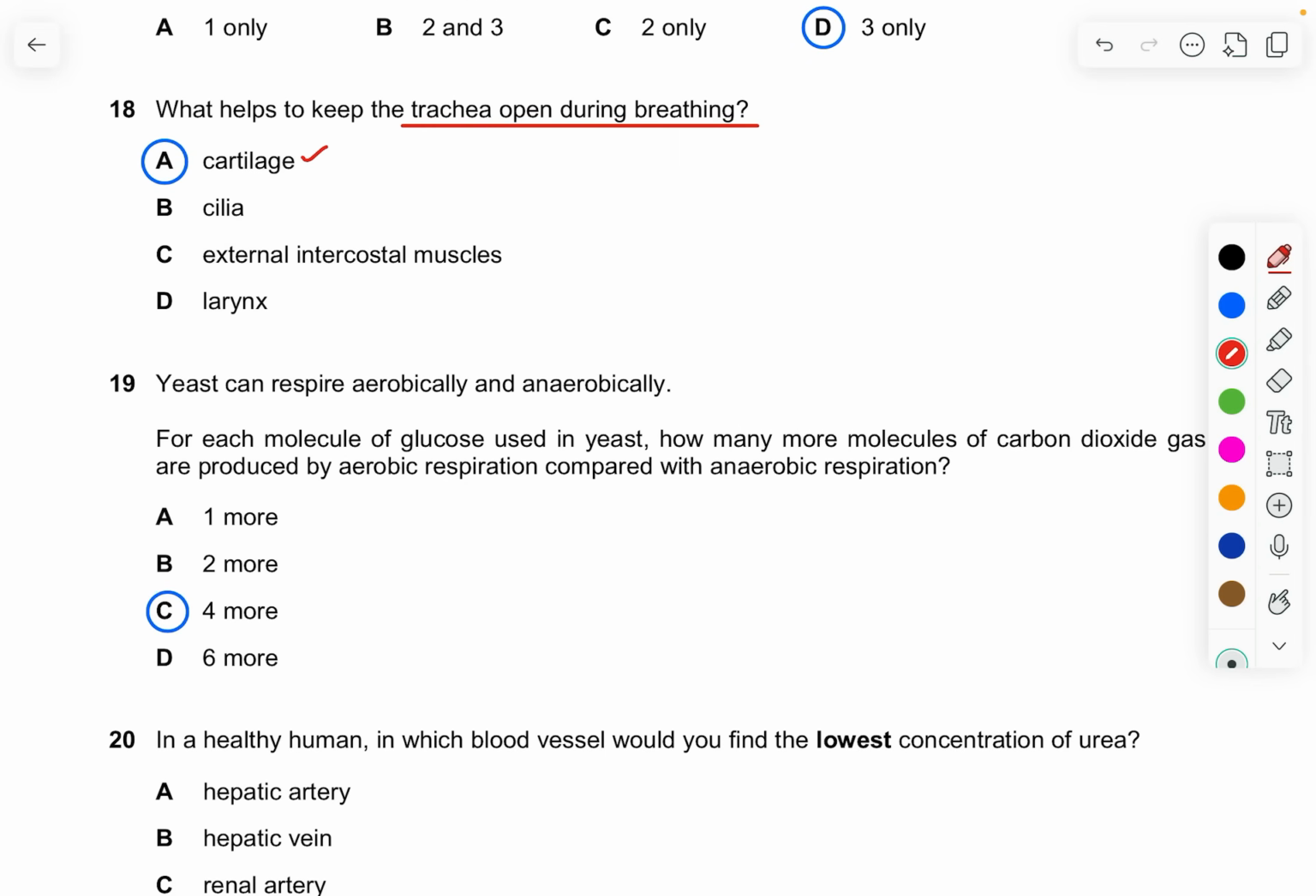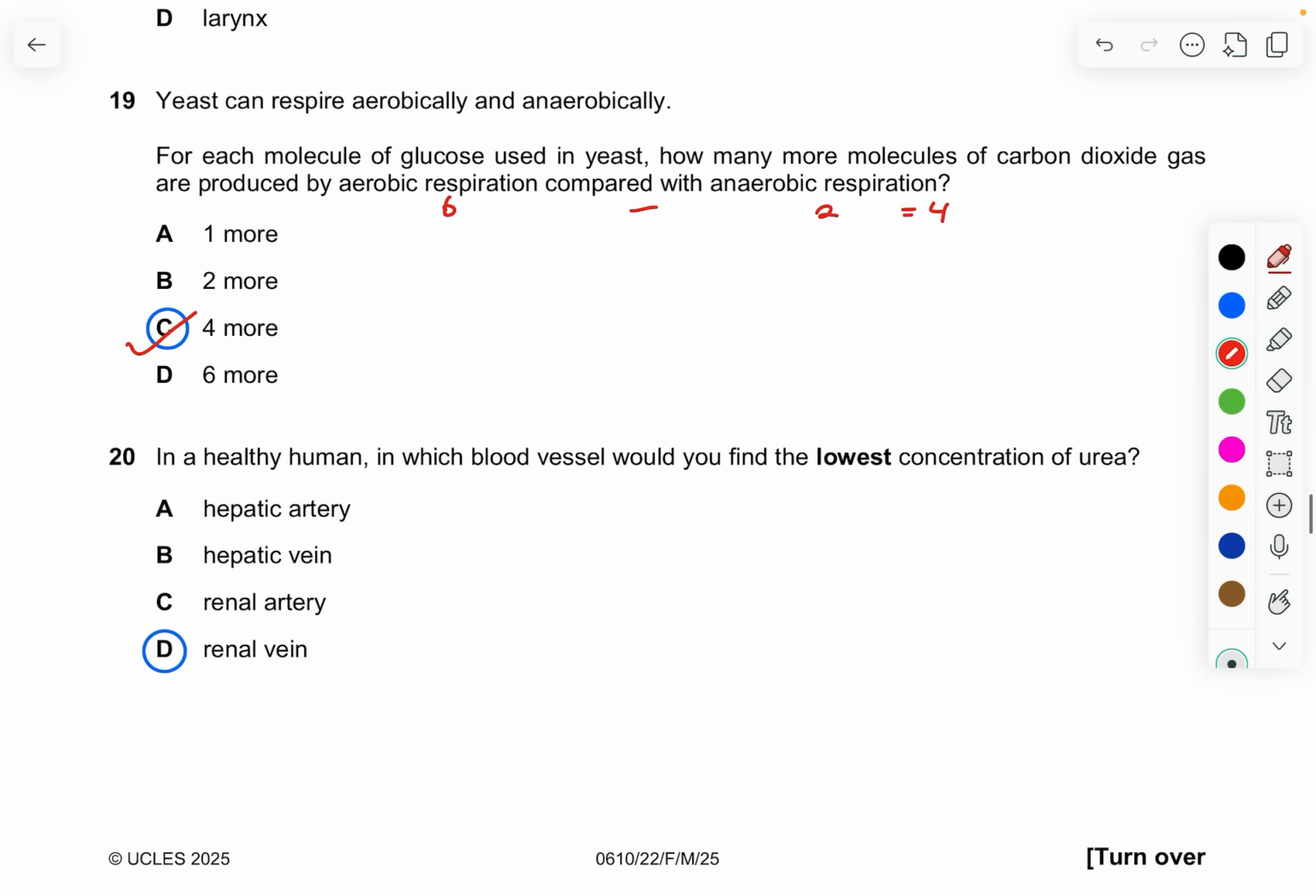Question 19. Yeast can respire aerobically and also anaerobically. For each molecule of glucose used in yeast, how many more carbon dioxide molecules are produced by aerobic respiration compared with anaerobic respiration? Remember that aerobic respiration produces 6, compared with anaerobic respiration which only produces 2. So what is the difference? 6 minus 2 is 4. So the answer is 4 more.